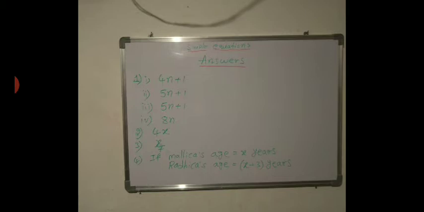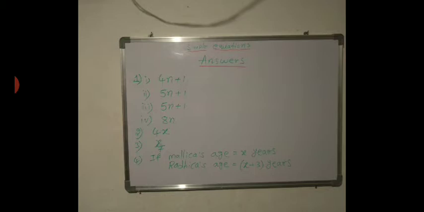Next, for the third one, same as the second one. In the first picture we have 6 matchsticks, in the second picture 11 matchsticks, in the third picture 16 matchsticks. So the rule is the same, 5n plus 1.